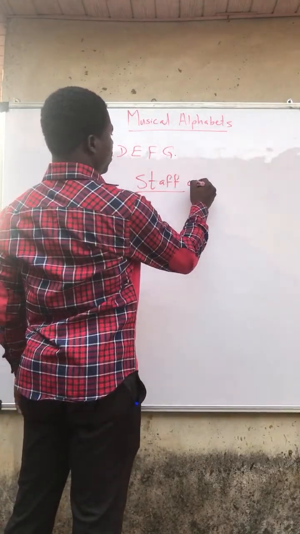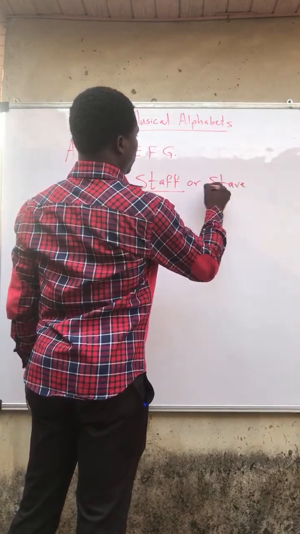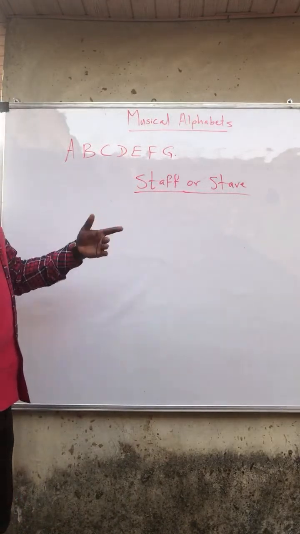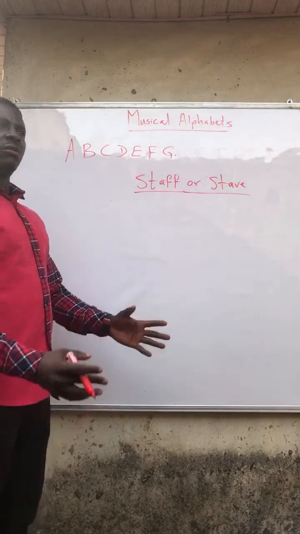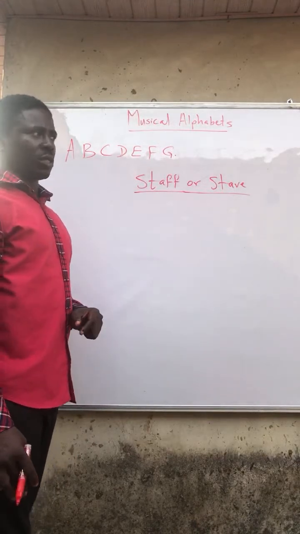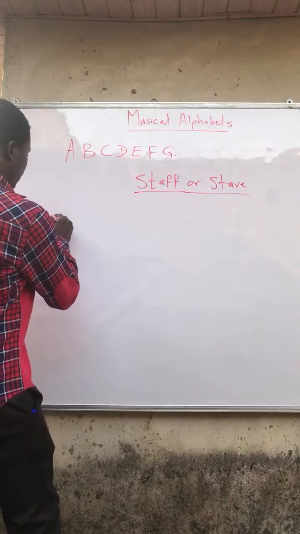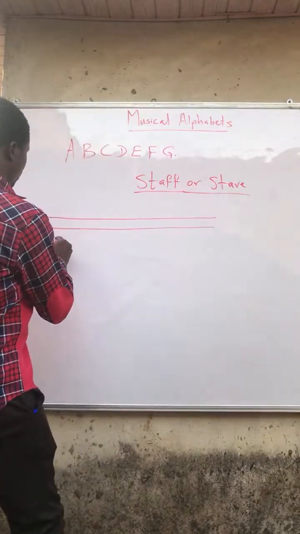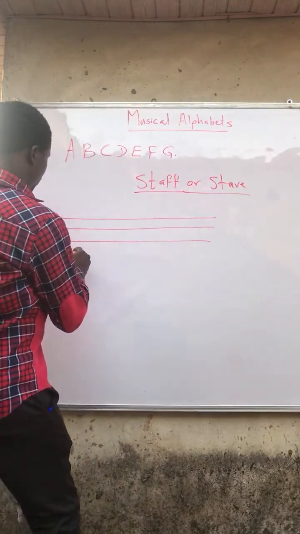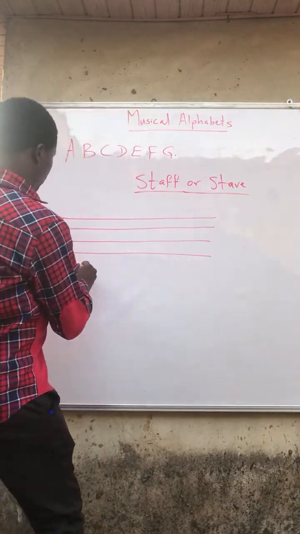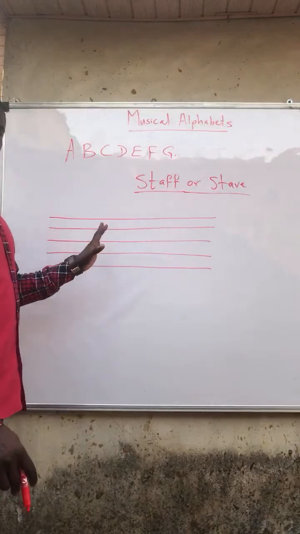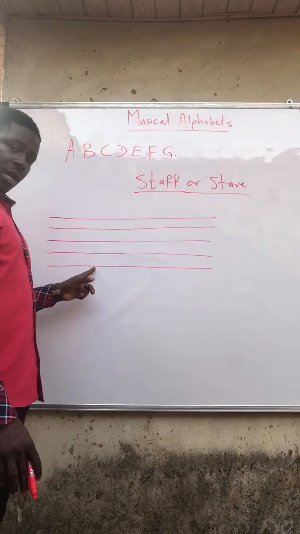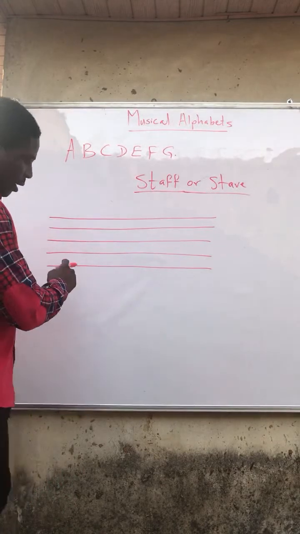Staff or stave. You can call it staff or you can call it stave. So what is the stave? The stave in music has five lines and four spaces, just like this. The lines of the staff are counted from down to the top. You start counting from here.